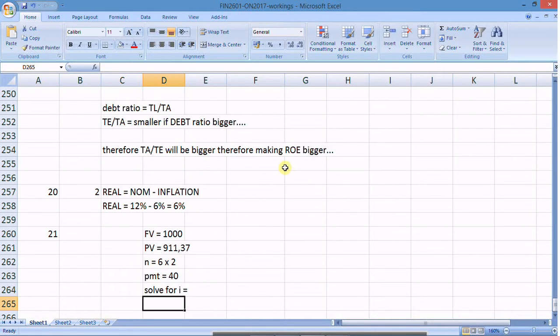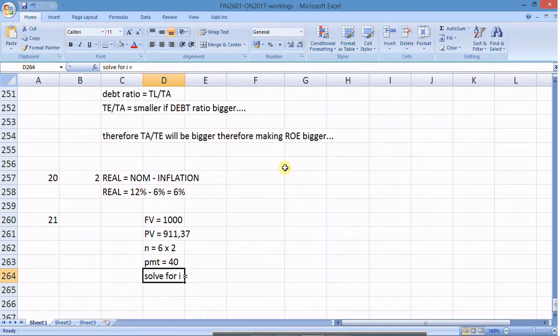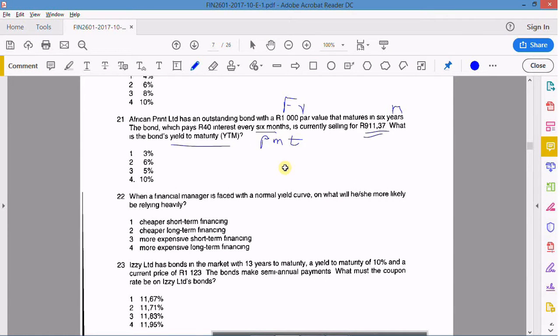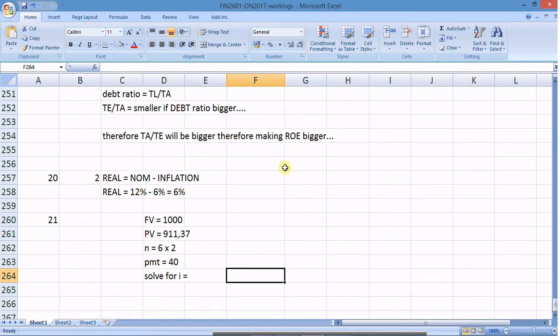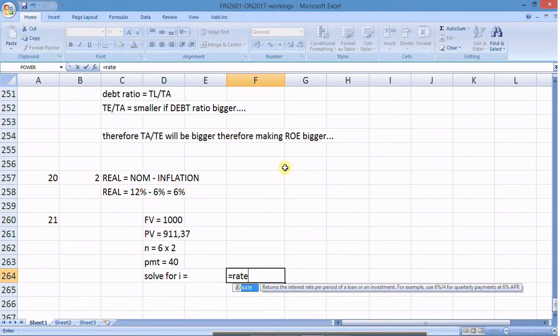We don't need to say 40 times 2. No, because the payment is given as it pays 40 rand. Okay, because it's just a bit confusing. It says it pays 40 interest every 6 months. So I was just it says 40. Yeah, okay. So 40 is the payment every half year. Okay, the N here 12. The payment 40. The PV negative 911.37. The future value 1,000.